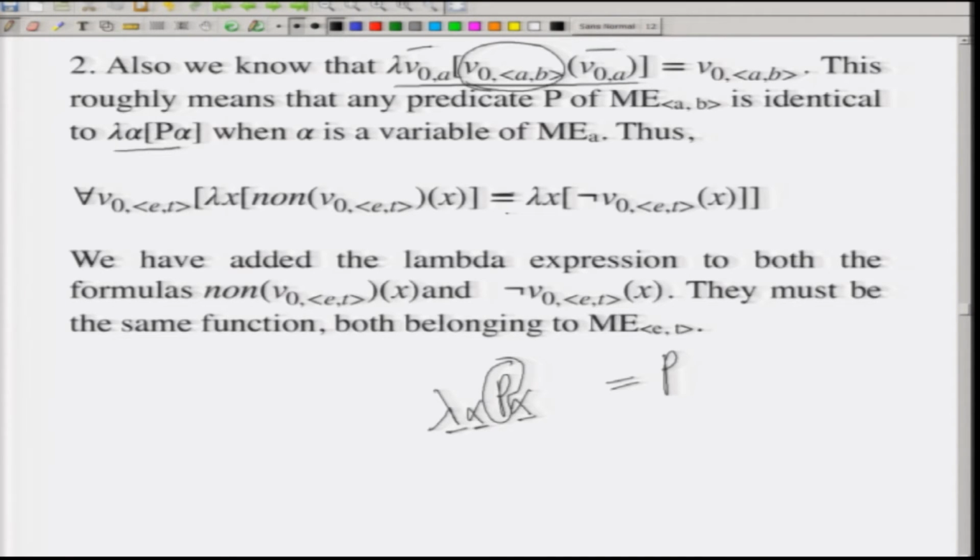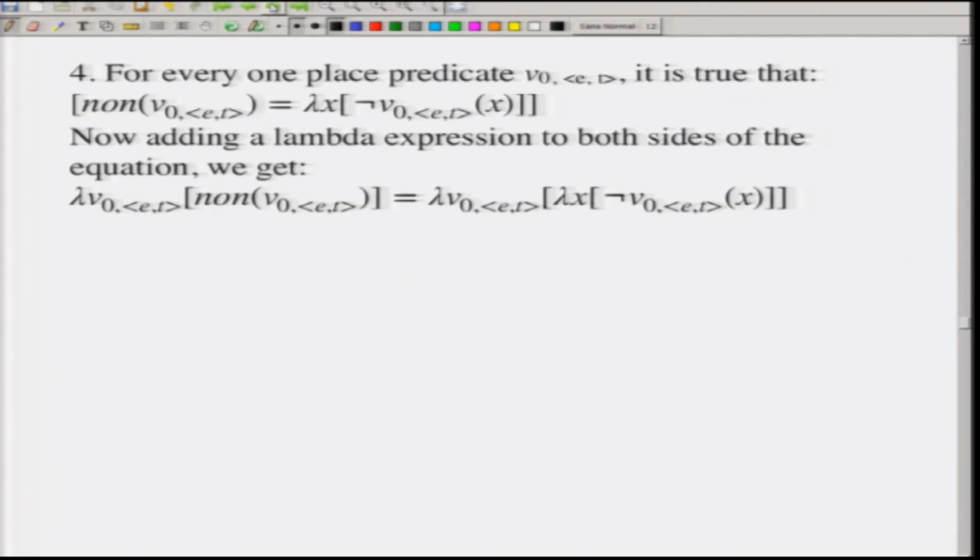Anyways, now we know that lambda x non v x is the function lambda x neg v x. We just added lambda, and that is true about all v, that is all 1 plus predicates. This is what we have written here on this page. We go to the next slide. For every 1 plus predicate, it is true that non this thing is lambda. That means that now adding a lambda expression to both sides of the equation, we get.